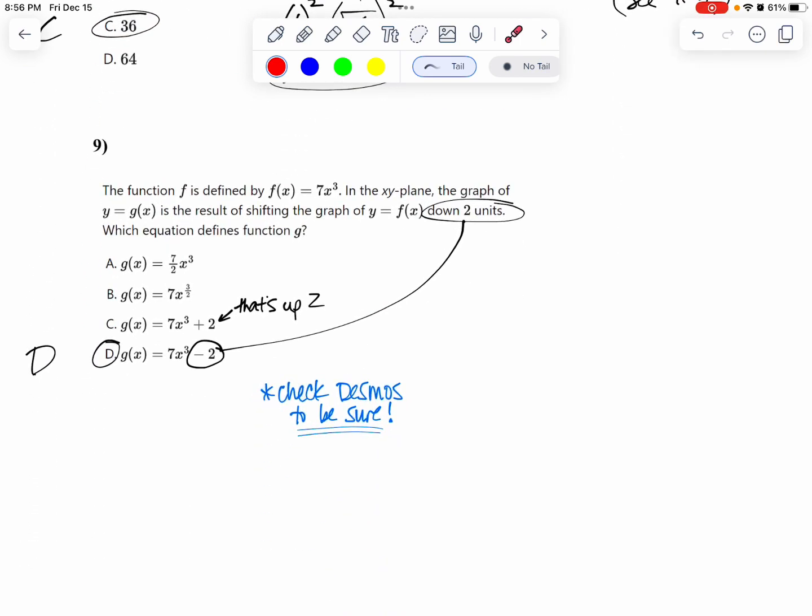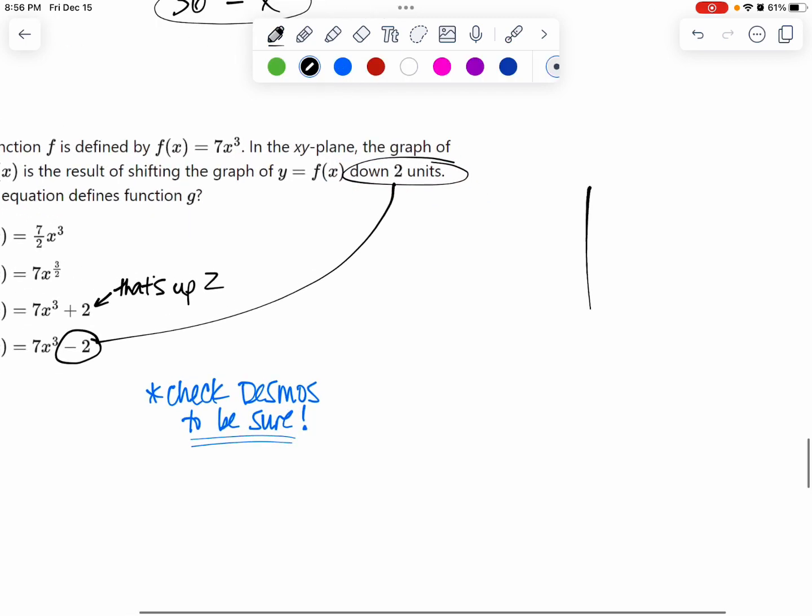Number 9, the function here is 7x to the third. Okay, I love these. This is a pretty common question. And they're translating this, if you remember translations from when you were in Algebra 2. How do you move a graph that looks like this? Up, down, left, right. So I don't know if you remember doing parabolas, for example.